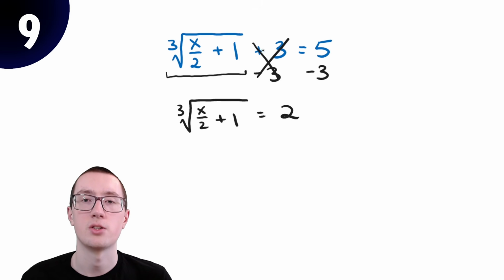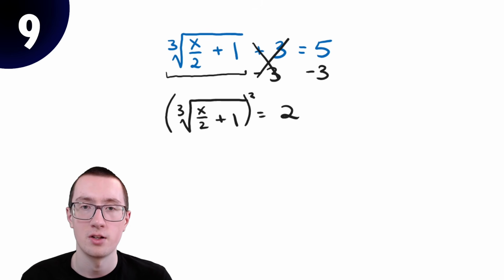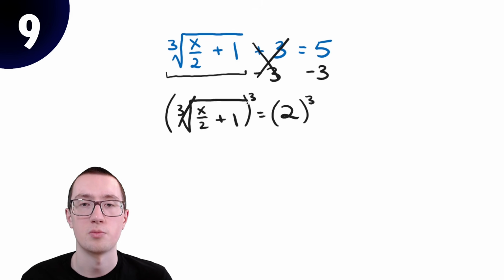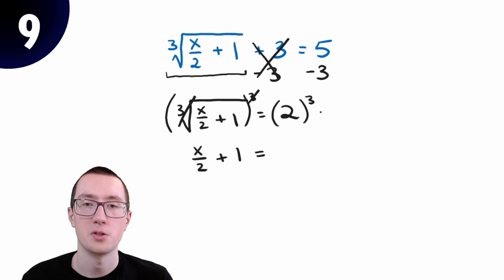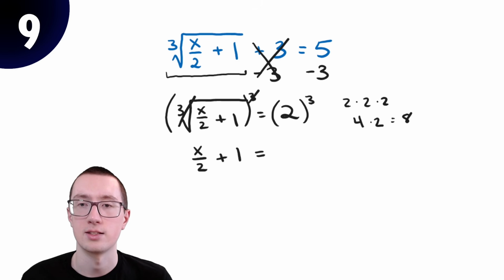And now that the plus 3 is gone, we can do stuff with this big clump of math. So we have a cube root here. The opposite of cube rooting is cubing, to the power of 3. So we're going to put everything to the power of 3, and we have to do the same thing to the other side as well. So the cube root and the power of 3 cancel. And on the left side, we have x squared plus 1. And on the other side, we have 2 to the third, which is 2 times 2 times 2. So 2 times 2 is 4, times 2 is 8. So 2 to the third is 8.